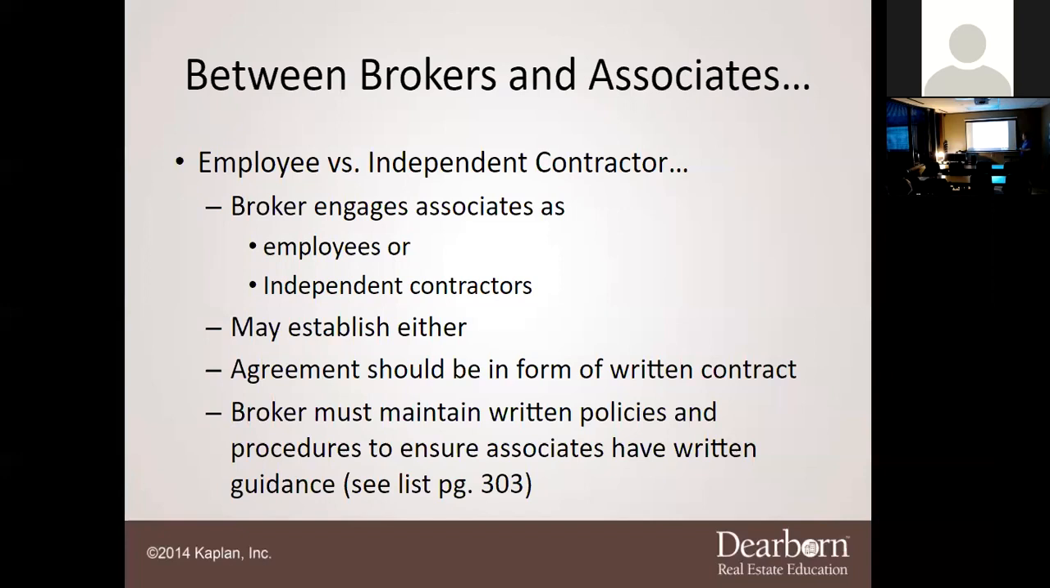Okay. Agreement should be written. Of course, it needs to be in writing. And the broker must maintain written policies and procedures to ensure that all associates have that written guidance. So even if Travis starts his own and Mr. Eugene, you start your own and Ms. Davenport starts their own, it's still under my brokerage, okay? It has to be across the board that everybody has to follow the same rules. I can't show favoritism to Mr. Eugene's group and Ms. Davenport's group, but not Travis's group. It has to be the same across the board.